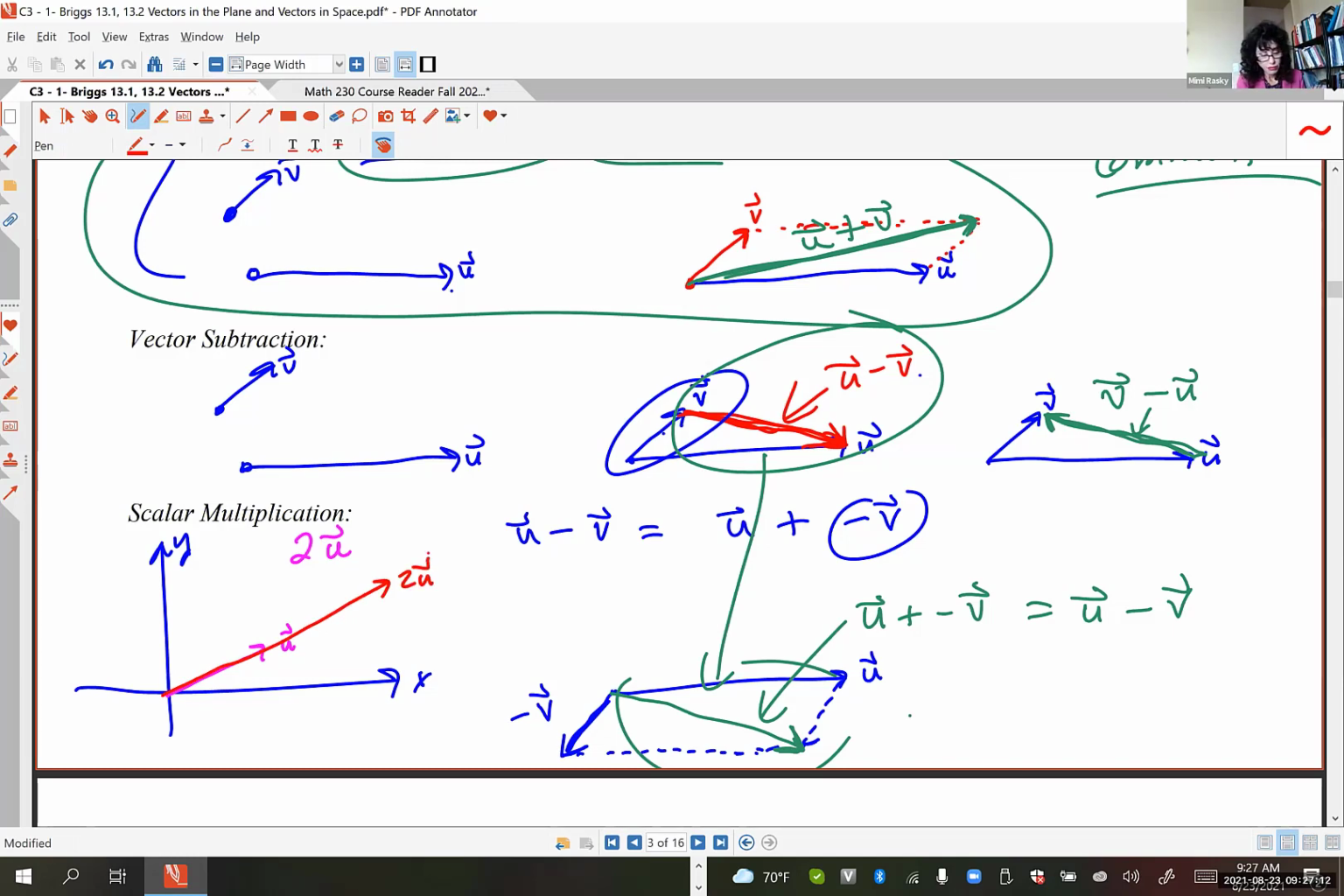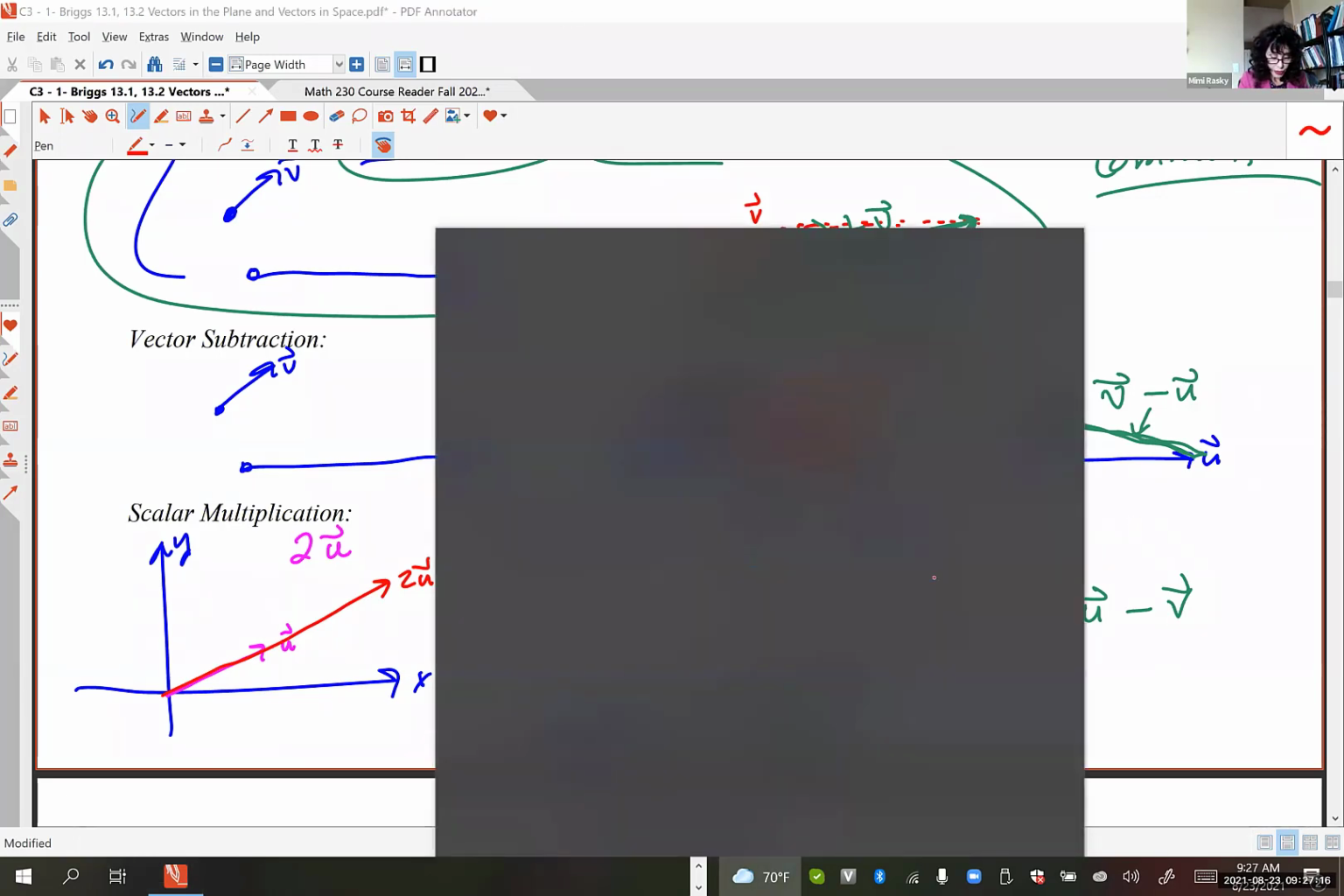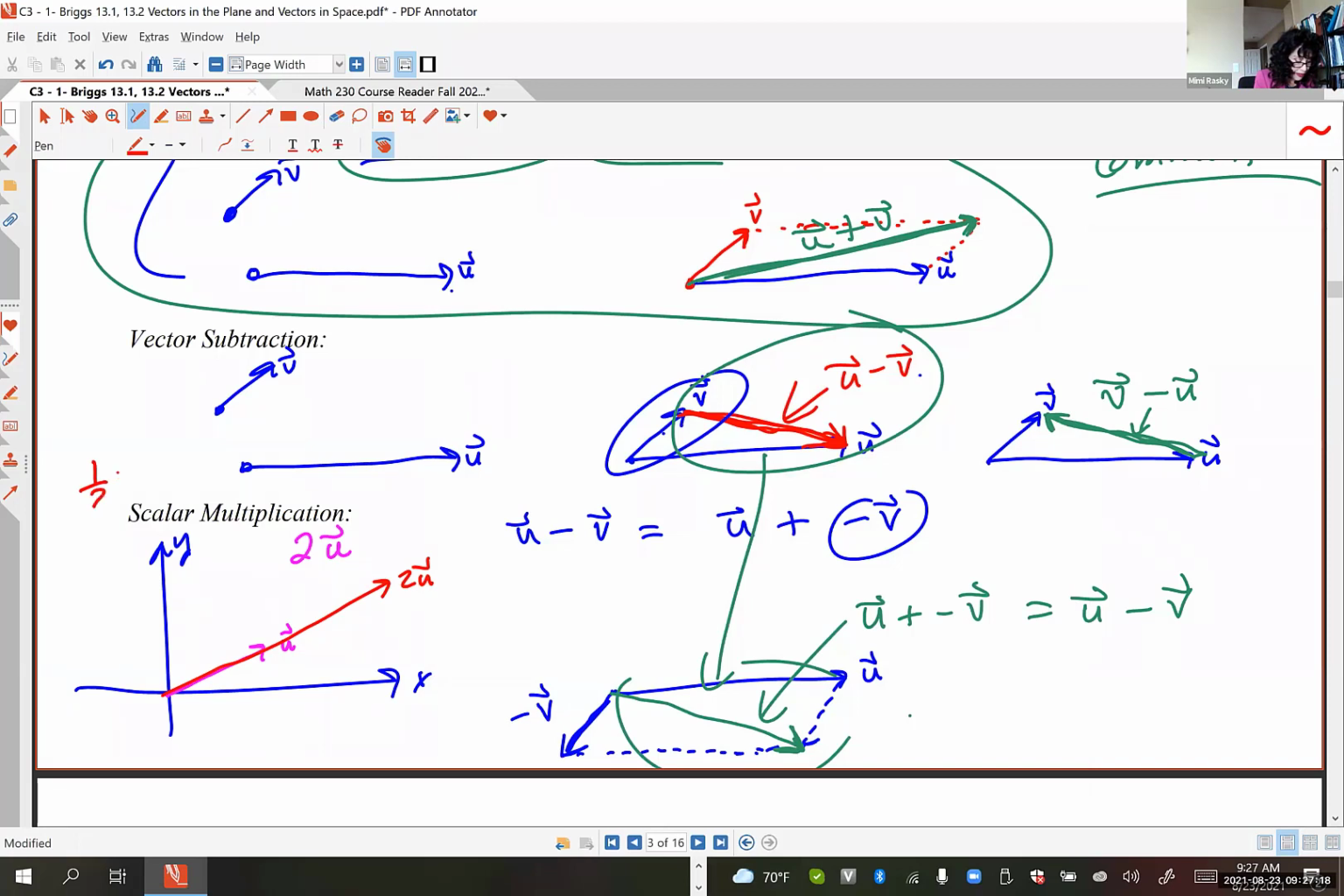That's all. Well, what about 1/2 u? 1/2 is a scalar. Sure. Well, 1/2 u would simply be a vector pointing in the same direction as the original u, but only half the magnitude. So we shrunk him a little bit.